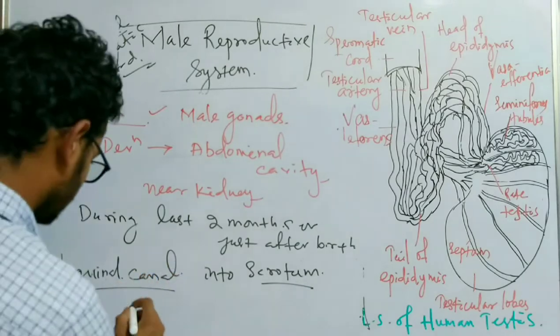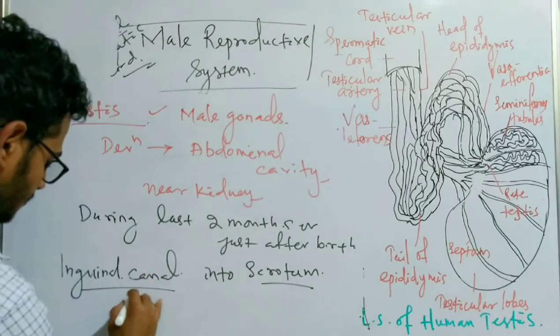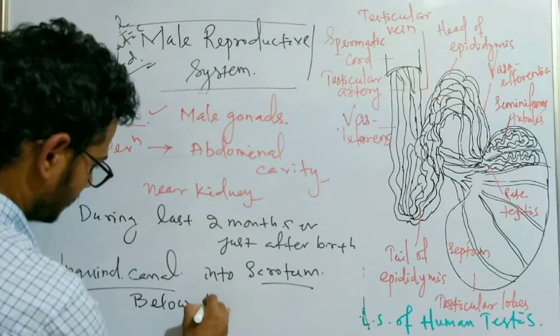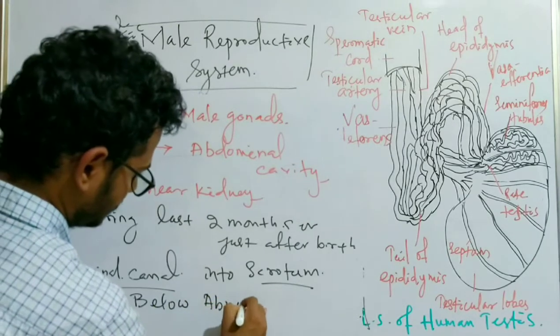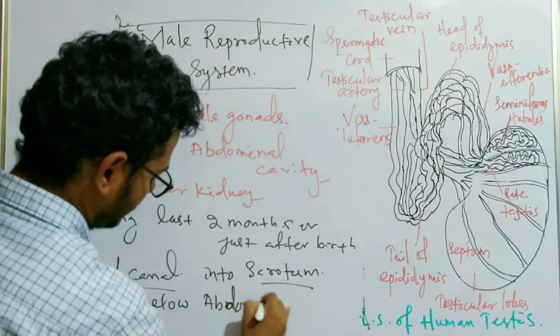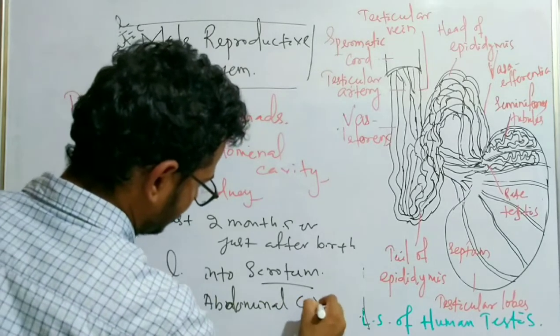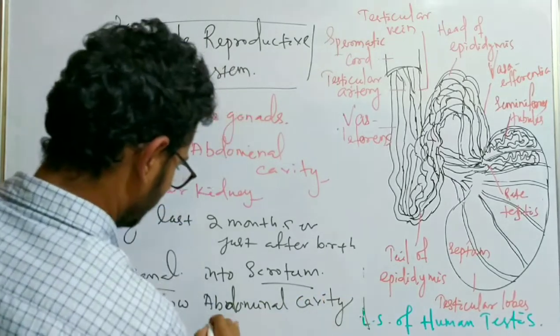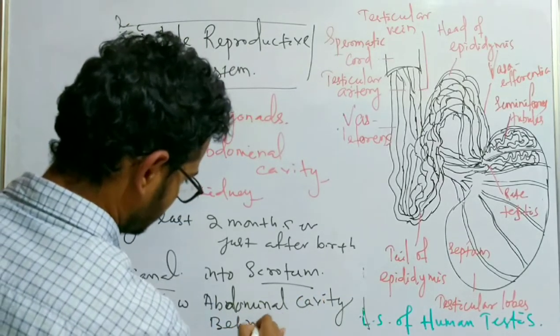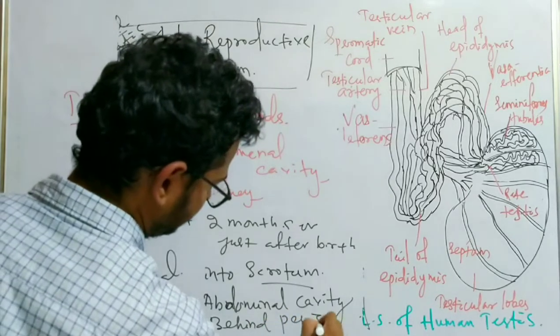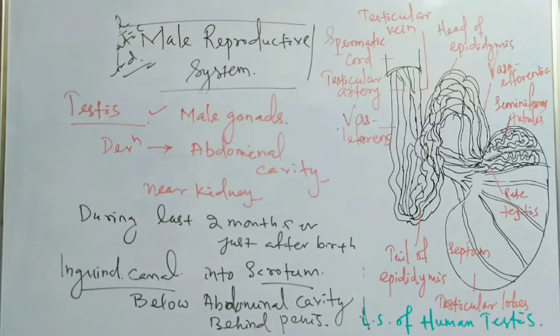Its location is below the abdominal cavity, behind the penis. Okay, so this is the pouch in which the testis is located.